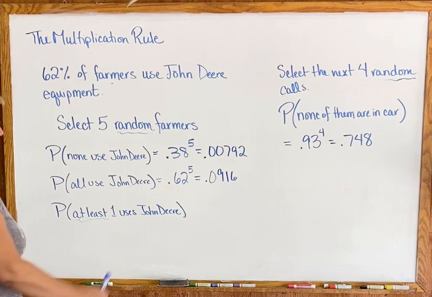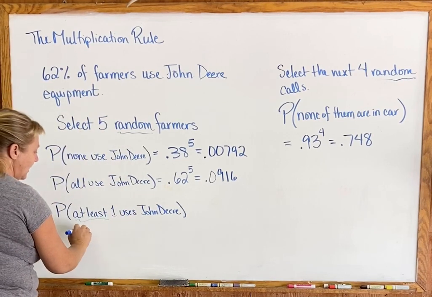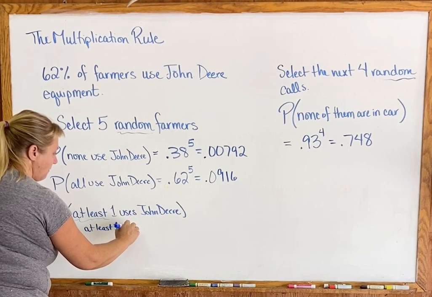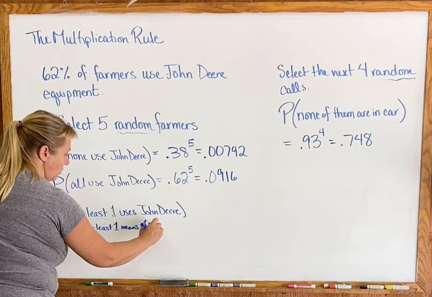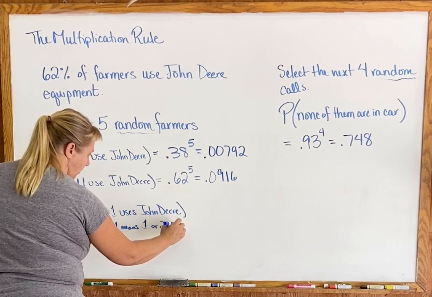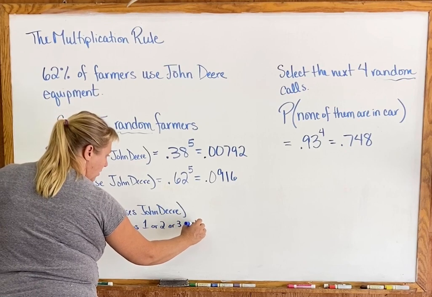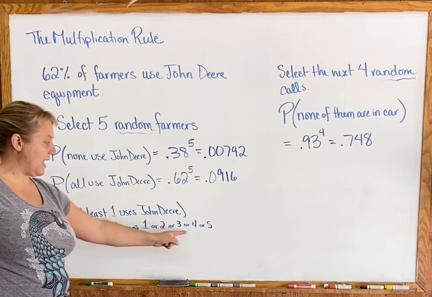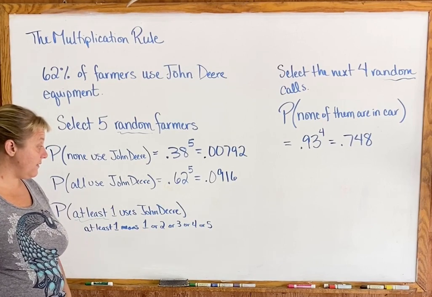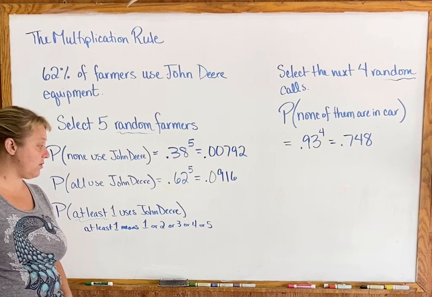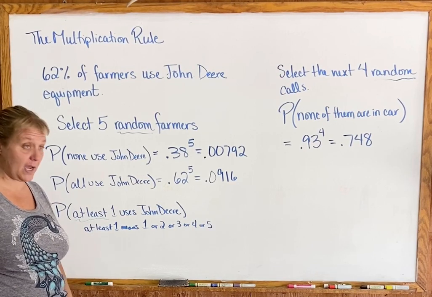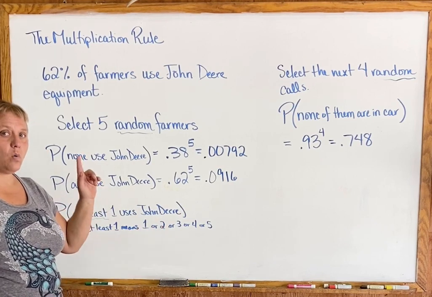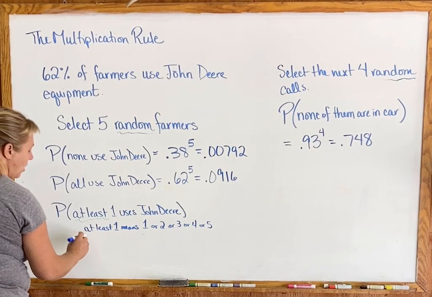Let's talk about what that means. Of the 5 farmers, at least one means 1 or 2 or 3 or 4 or 5. So at least one means that it could be any one of those options. It could be 1 of the 5 uses John Deere, 2 of the 5 use John Deere, 3 of the 5, 4 of the 5, all 5 of the 5. Okay, but that's a lot of work. It's a lot of work. So what we want to do instead is think about what the complement is.